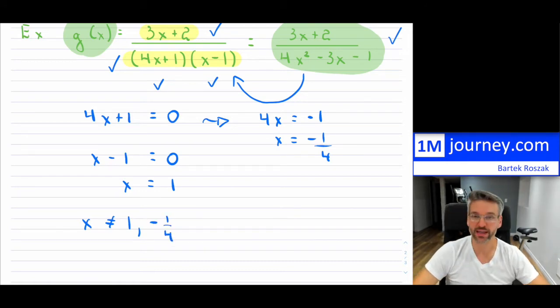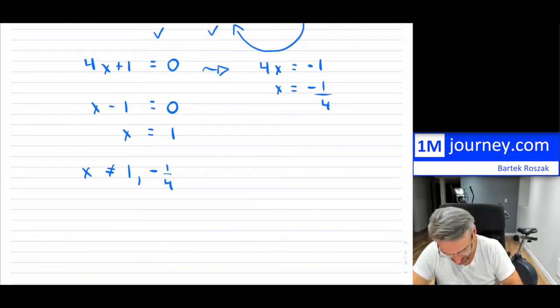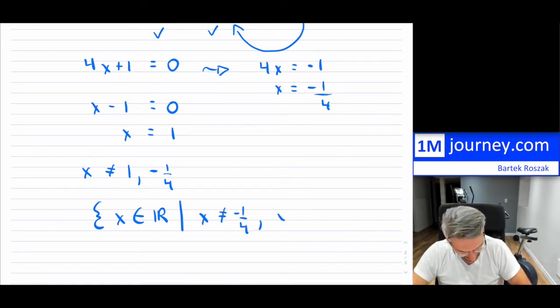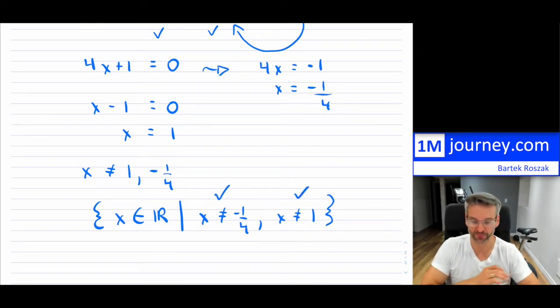And if you're creating a domain out of this, so again, it's a set, and it's all the real numbers. However, x cannot be equal to that, and x cannot be equal to that. Sometimes we just put a comma, so I just put both of these inside here. So that's my second example to you.